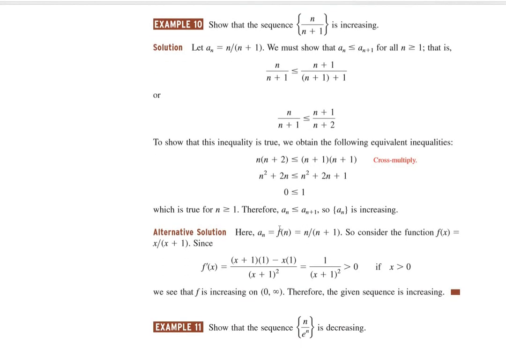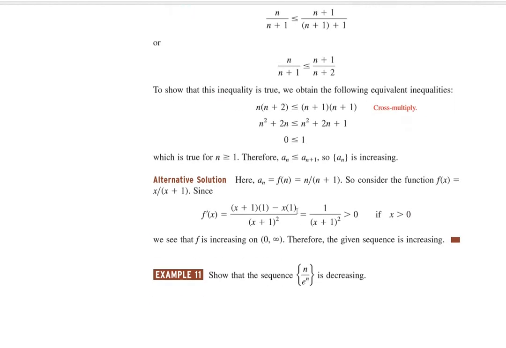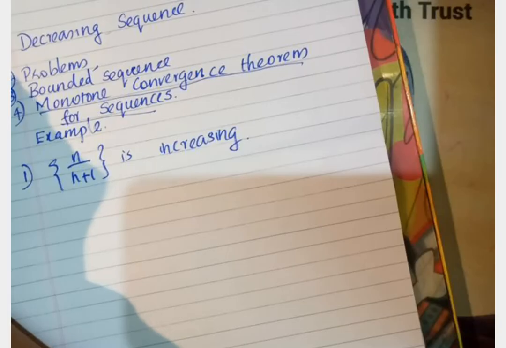So, assumption is correct means what? An is less than or equal to an plus 1, so that the sequence an is increasing. And also one more solution we can do that. We can do this. Okay.